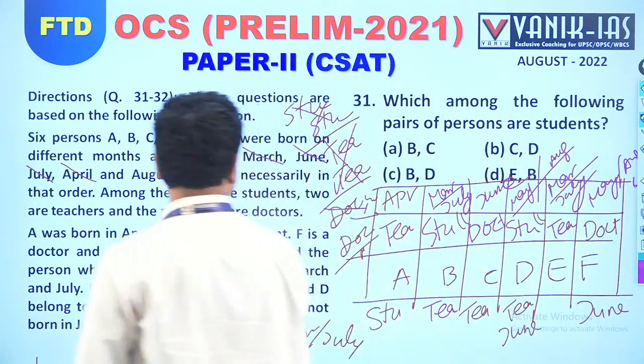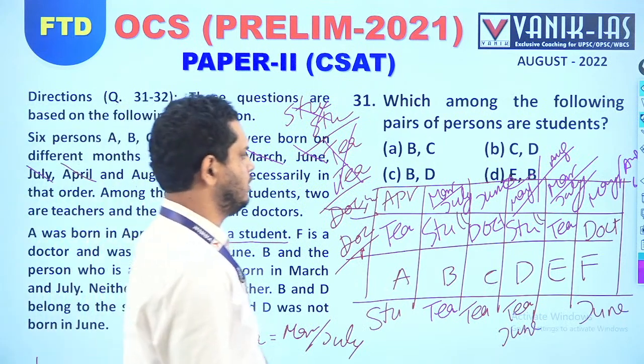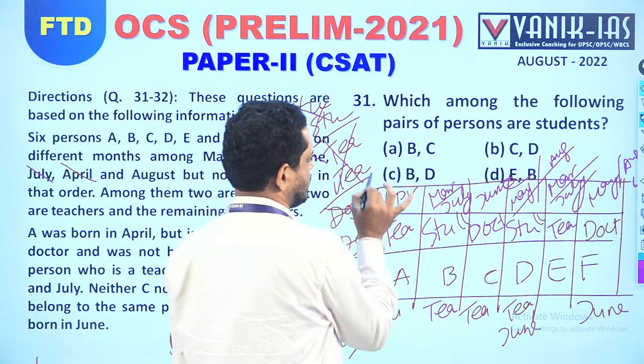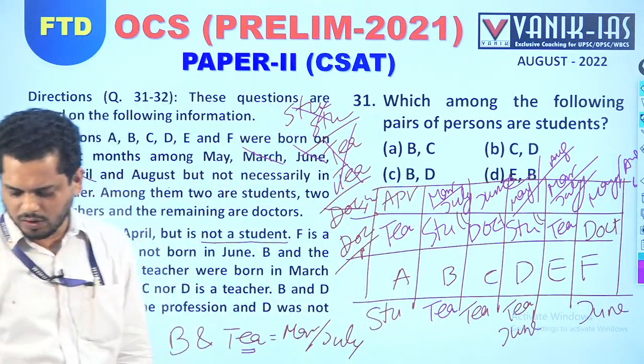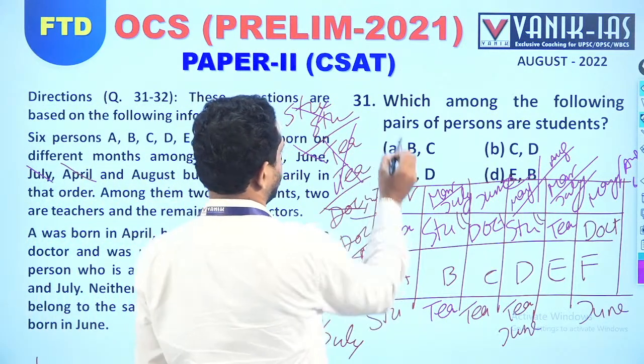The question number 31 is asked: which of the following pairs of persons are student? Student, we have B, D, and BD has been given in option number C. So the 31 correct answer is C.